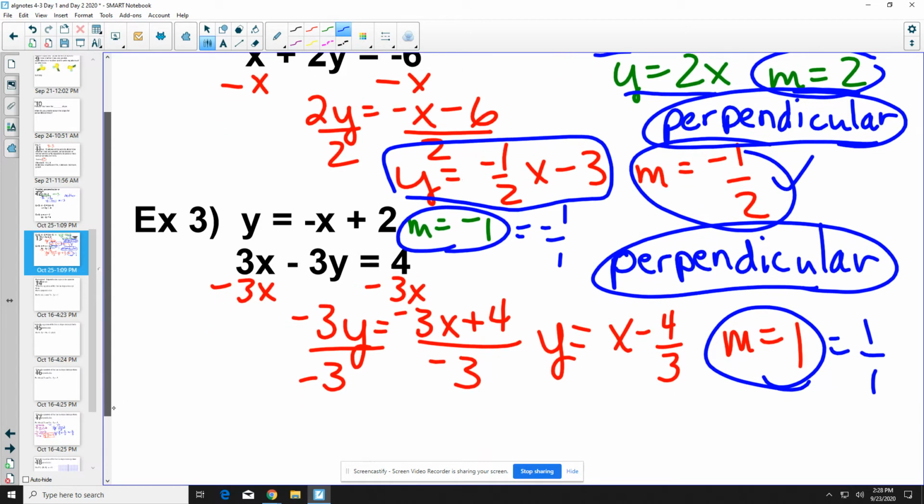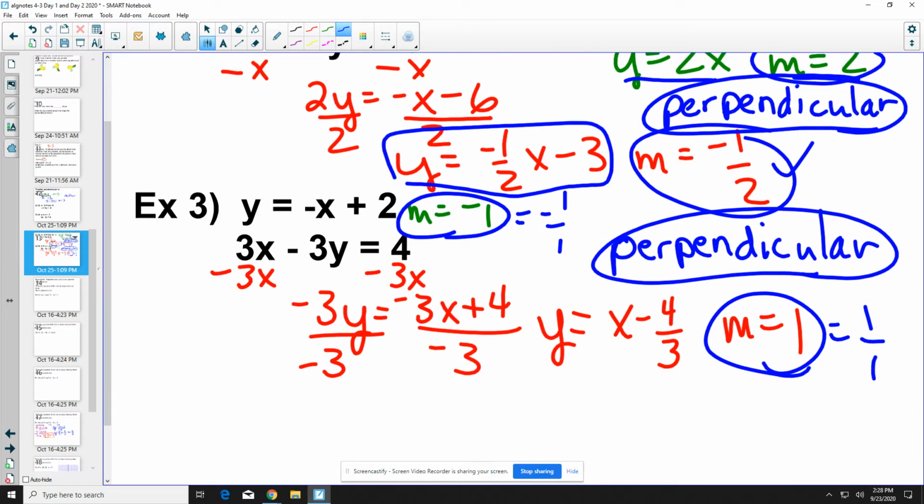Check your number 3. Did you get the slope of the first one to be negative 1? When you solve the second equation for y, did you get y equals x minus 4/3, which means your slope is 1? But negative 1 and 1 are opposite reciprocals, because if you want to make one a fraction, it's 1 over 1. When you take the reciprocal, you still get 1 over 1. And one's a positive and one's a negative. So did you get perpendicular for the second one?